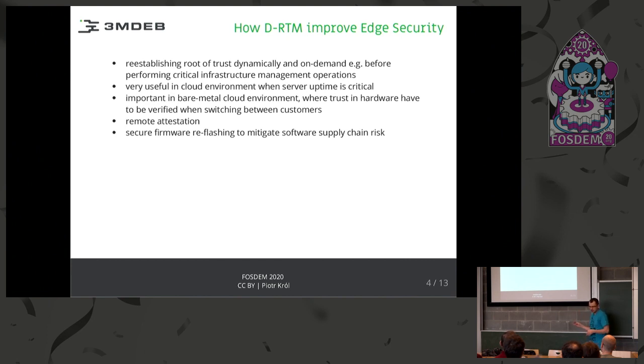So as I said, we want to solve this problem of re-establishing root of trust in a dynamic way. We want to do that at any point of time of the platform's life. This is also very useful in a cloud environment where uptime is critical. When we have a bare metal cloud environment, of course the vendor provides the service for someone, then this customer uses that, then releases that platform, and we want to pass that to another customer. But we want to make sure that the hardware was not compromised.